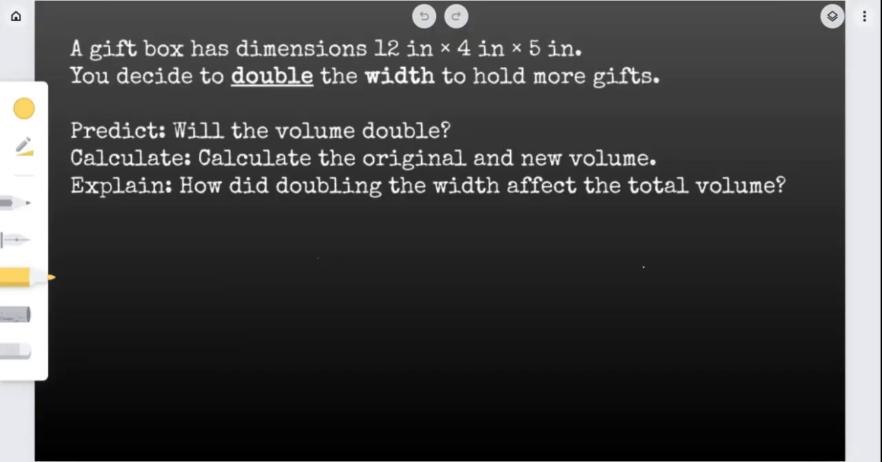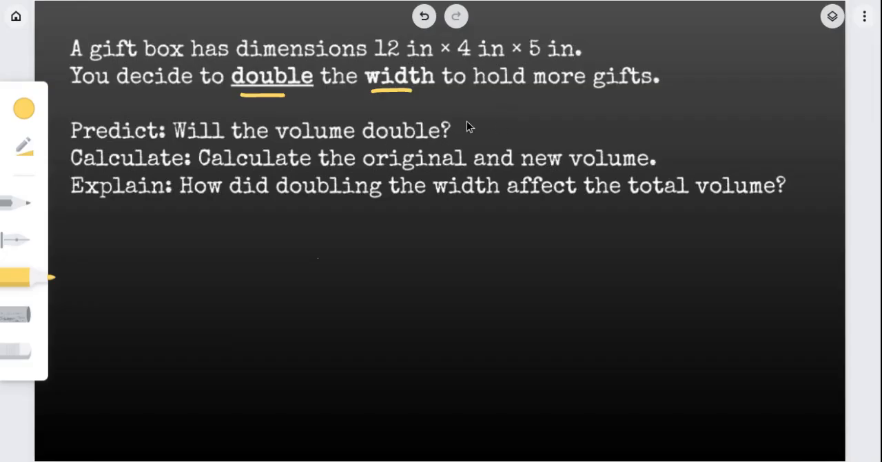And let's get started on this question. This is the one that you should have there on your paper. A gift box has dimensions 12 inches by 4 inches by 5 inches. You decide to double the width to hold more gifts. Prediction: will the volume double? Well, mathematicians, what is your prediction?